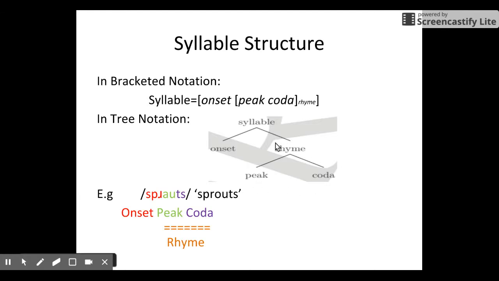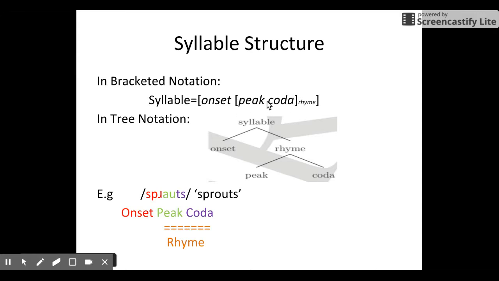And peak and coda, these 2 things form another natural unit, which is called a rhyme. Okay, so a syllable is composed of 2 things, onset and rhyme, and rhyme is decomposed into 2 things, peak and coda. Okay, this structure is very important. So we can represent the structure in this tree notation, or we can use bracket notation.